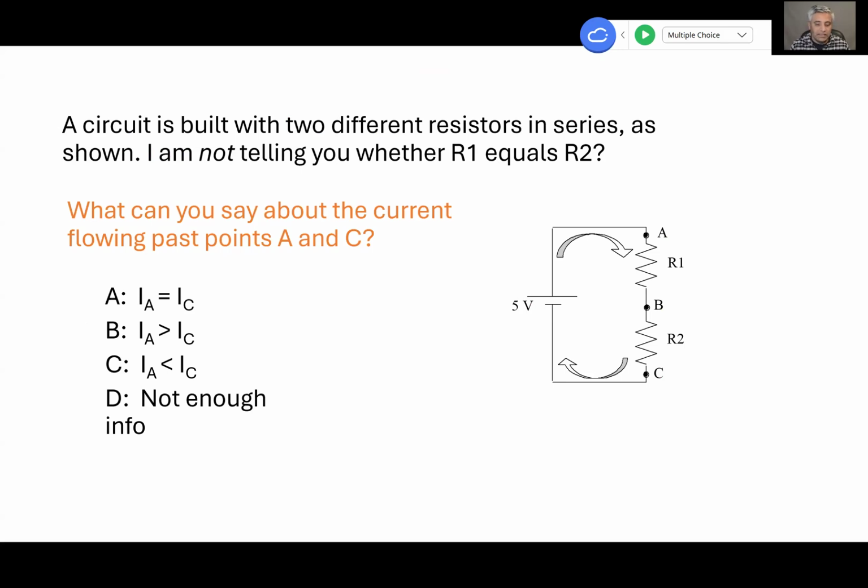So now here is a current question, looks like a circuit question. Current past this is maybe IA. Current past C is IC. So that's what this question is talking about.